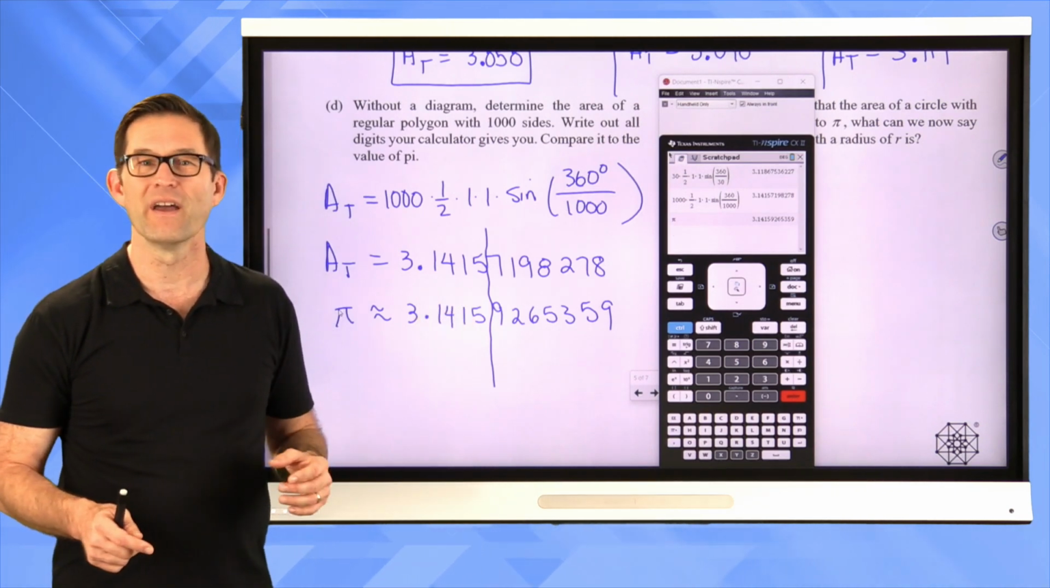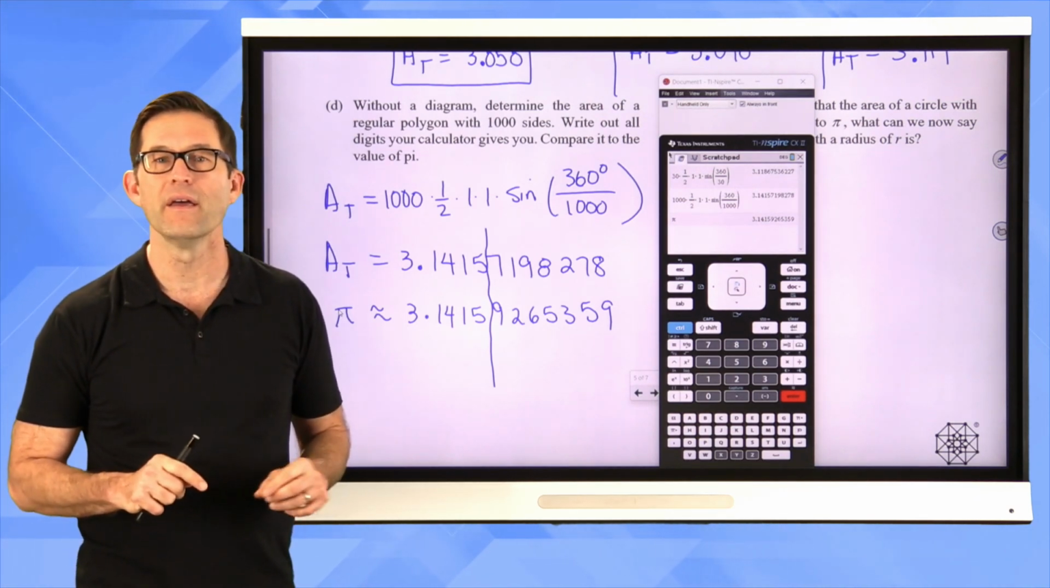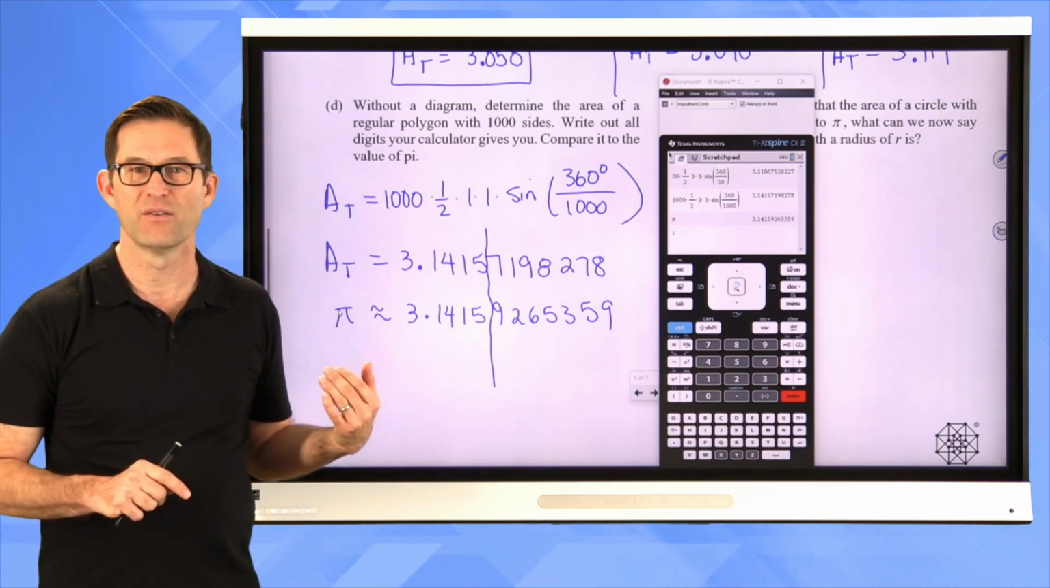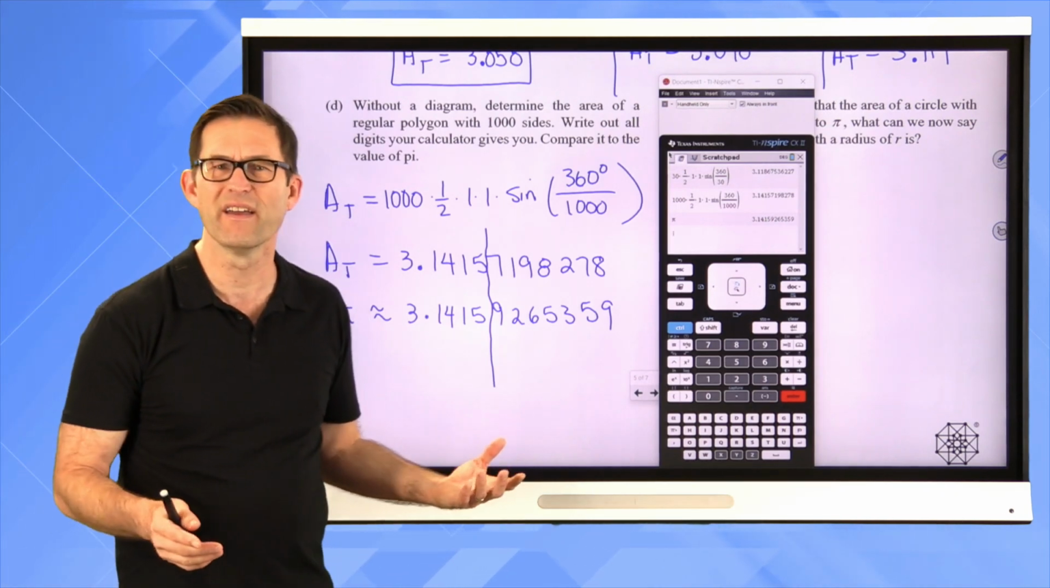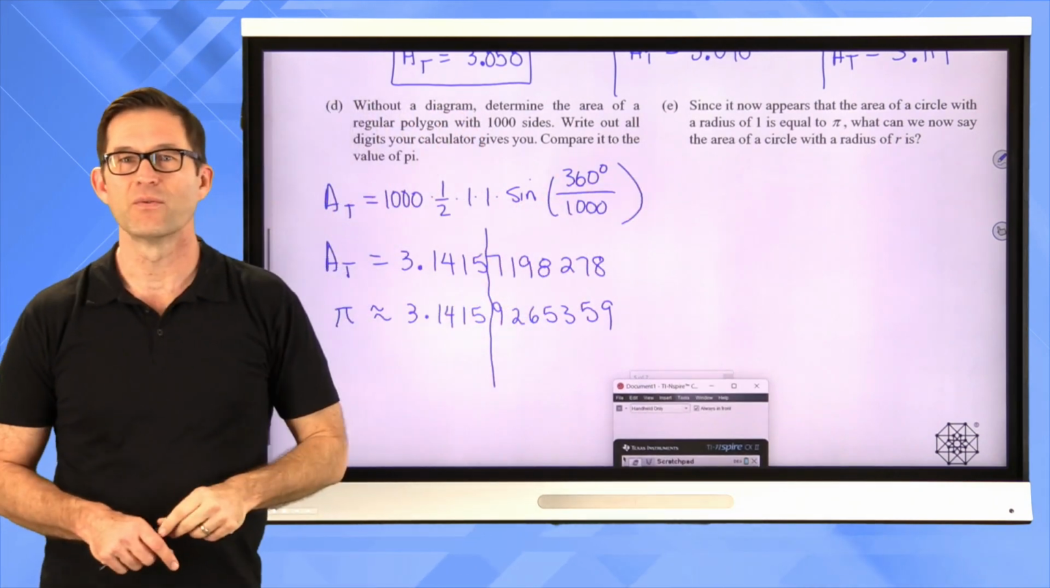But we've got it, right? The area of a circle whose radius is equal to 1 is equal to the number pi, whatever the value of pi is. It's equal to pi. And that's letter E.